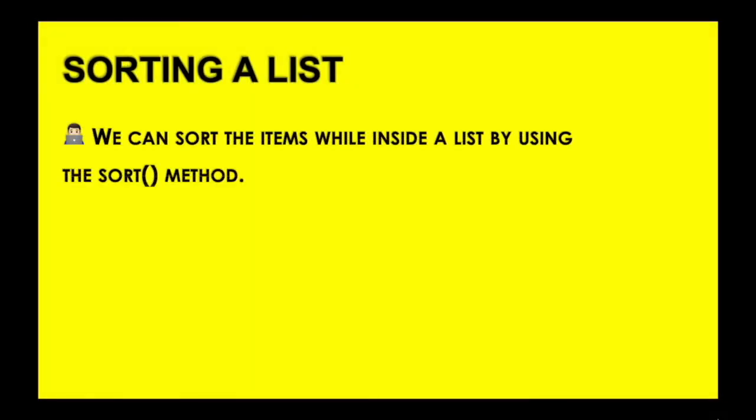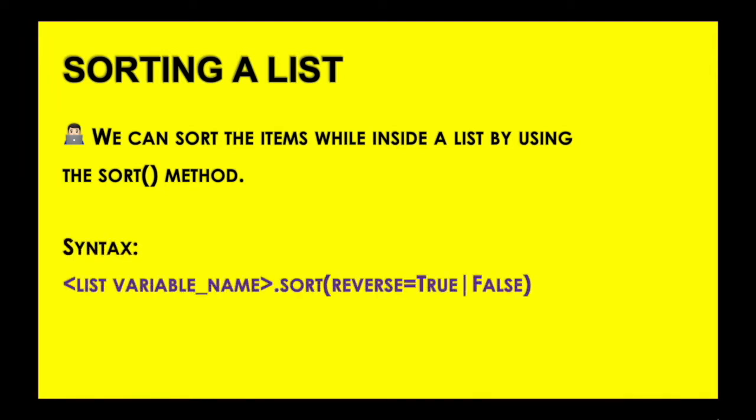Sorting a list. We can sort the items inside a list by using the sort method of the Python programming language. The syntax of this sort method is to write the list variable name followed by a dot and the name in lowercase, which is sort, then open and close parentheses, reverse. So reverse equals True or False.